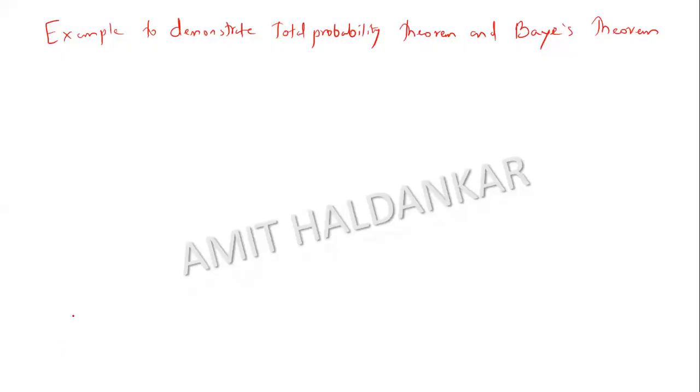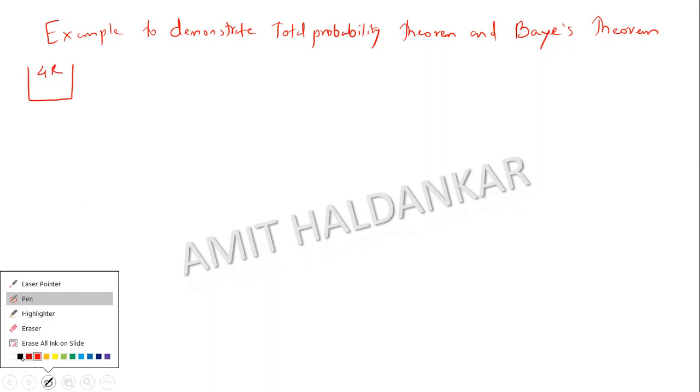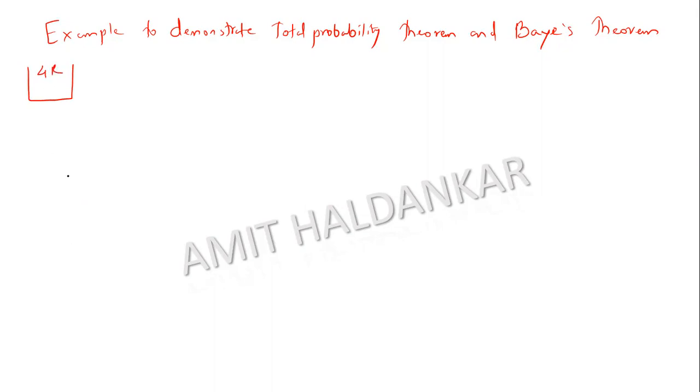So let's see what is the total probability theorem. Now, if I consider a case where there are two bags. So bag 1 here, let's say, has 4 red and 3 black balls.